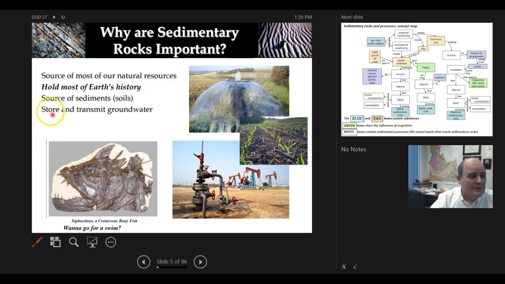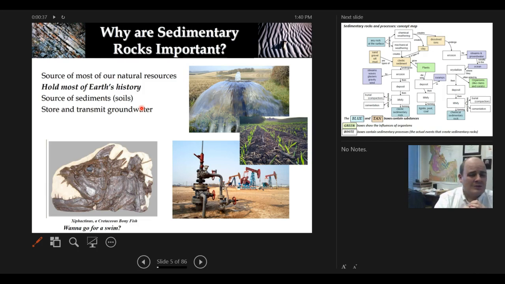Also, these rocks store and transmit groundwater. In our neck of the woods, we receive most of our water, our public drinking supply, from groundwater. And it flows kind of like a sponge. That water flows through those rocks and often filters any contaminants from the surface out so that our groundwater can be clean. So that's an important reason sedimentary rocks are important to understand.